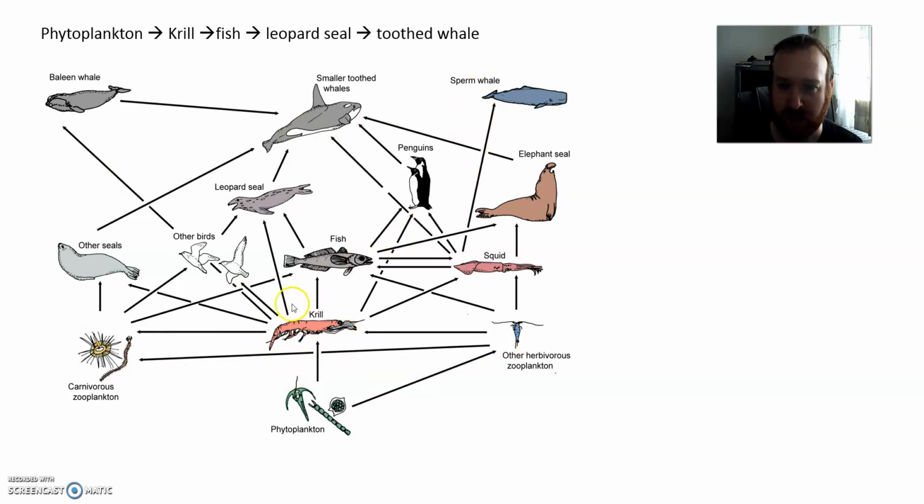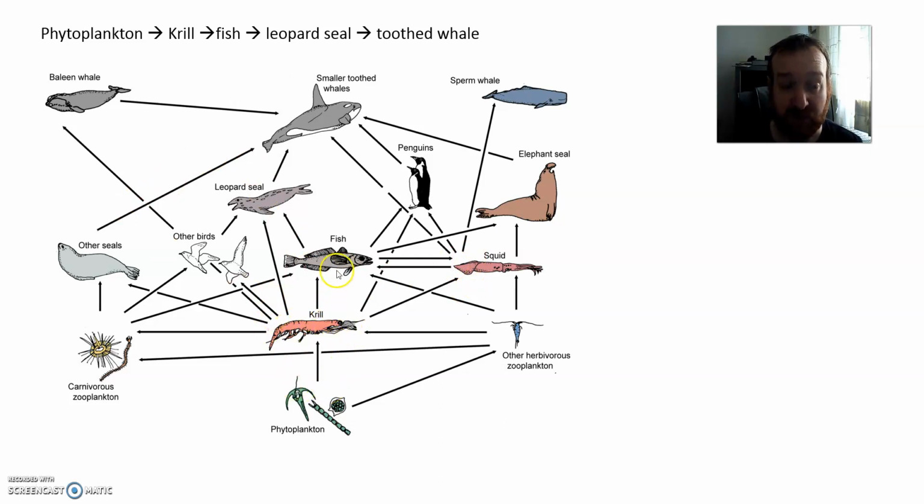Okay, what do you think would happen to this ecosystem if a fisherman came along and took out all of the krill from that patch of ocean? What do you think might happen to some of these animals? Because there's a massive number of connections in this food web. I think if we took out these krill, it would have a massive impact, because so many different things eat these krill.